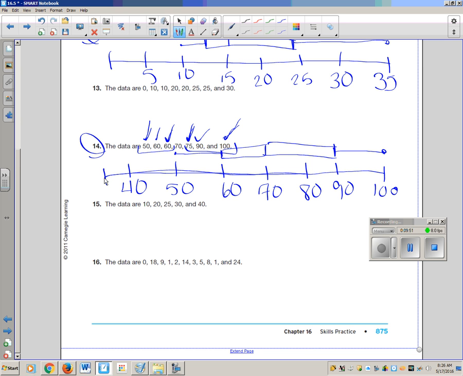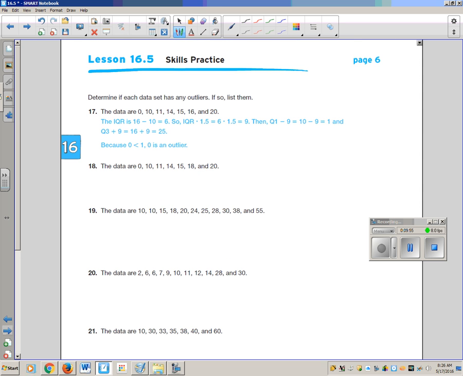So that's it for this packet. And then we're not going to do the back, so you can cross it out. Cross it out. The back is actually extra credit.